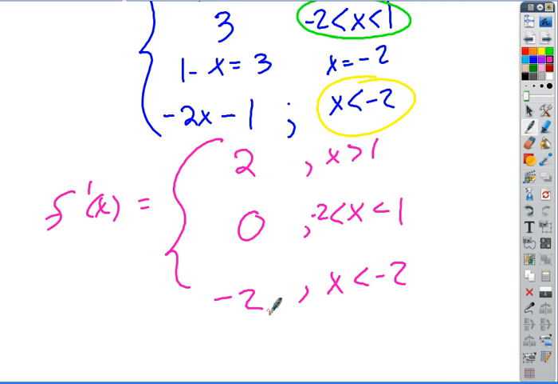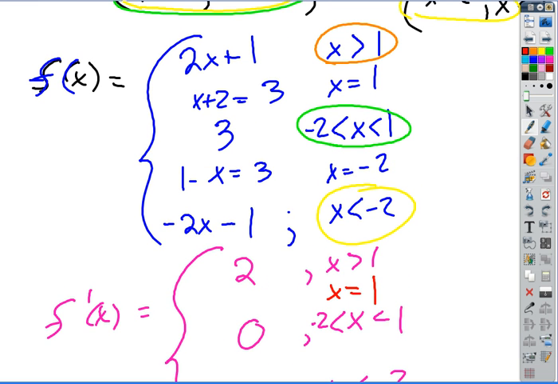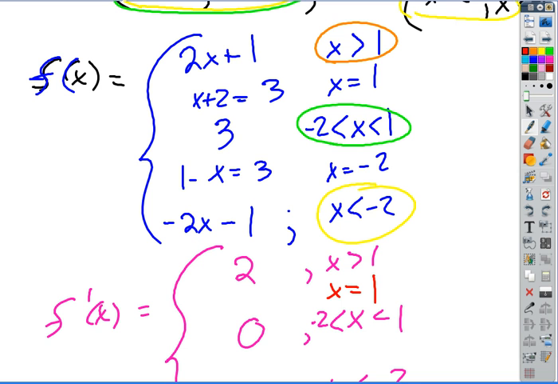Now you answer that question for me. Why did I skip those points? When x equals 1, what's the value of the derivative? When x equals 1, the value of the function is 3, but you're missing something important here. It's undefined. How come?